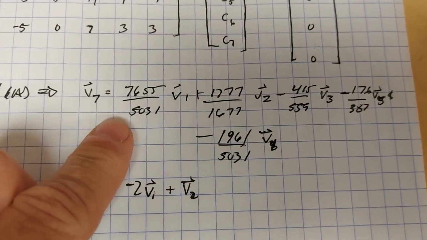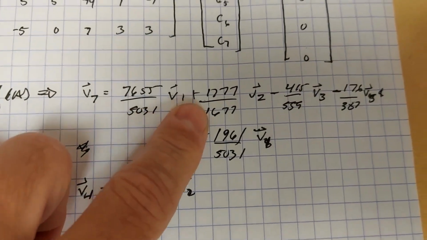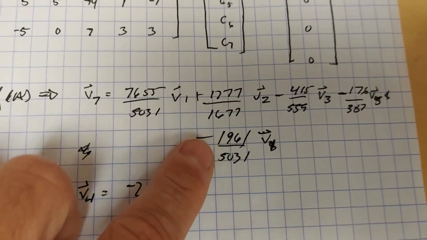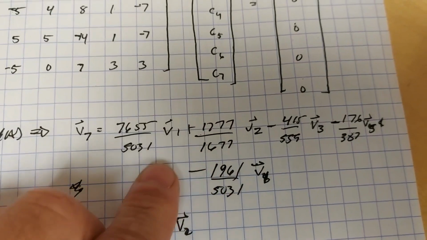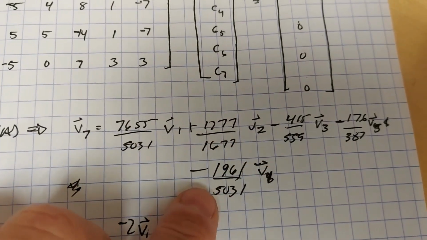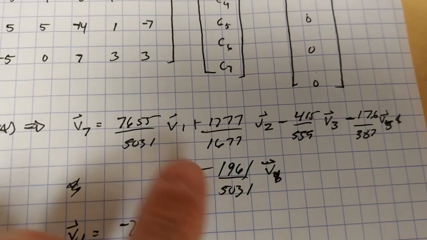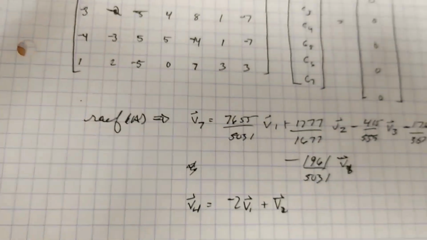So I don't know about you, but those fractions would be obvious combinations. So you'll see that all of the vectors except for V4 show up as a linear combination in this final vector V7. So it's a little bit of all of the vectors.